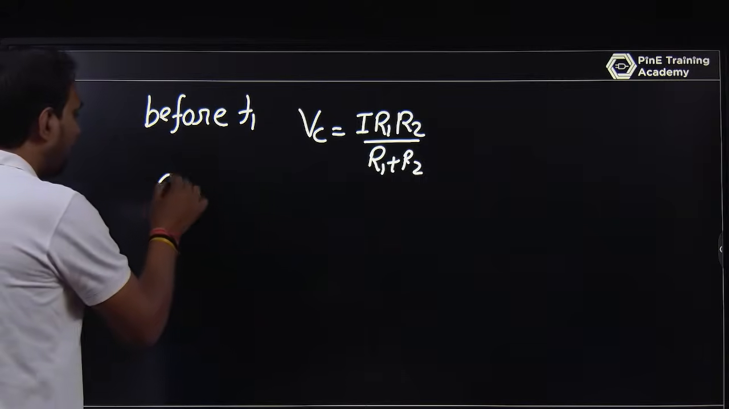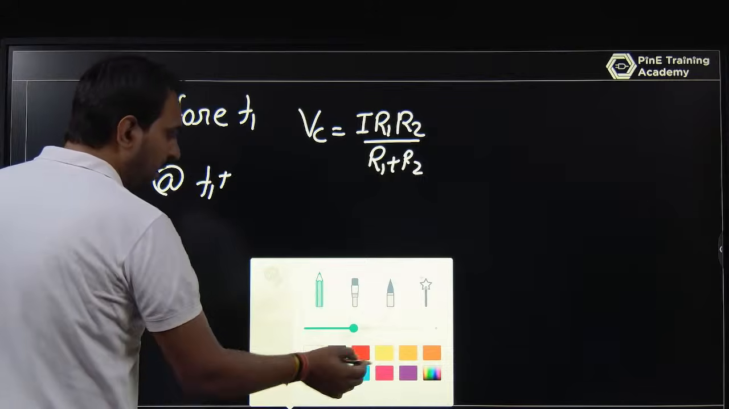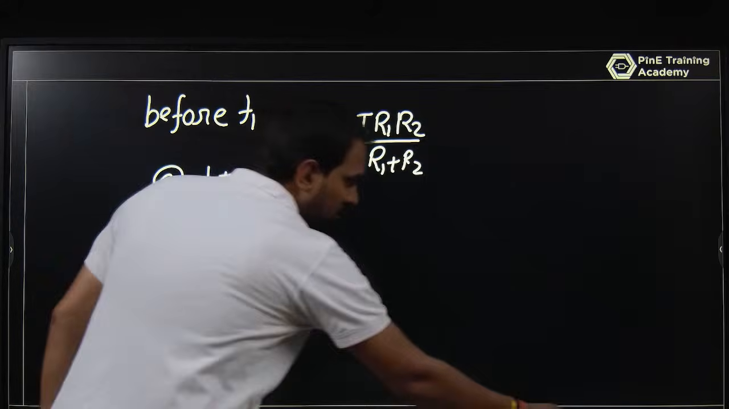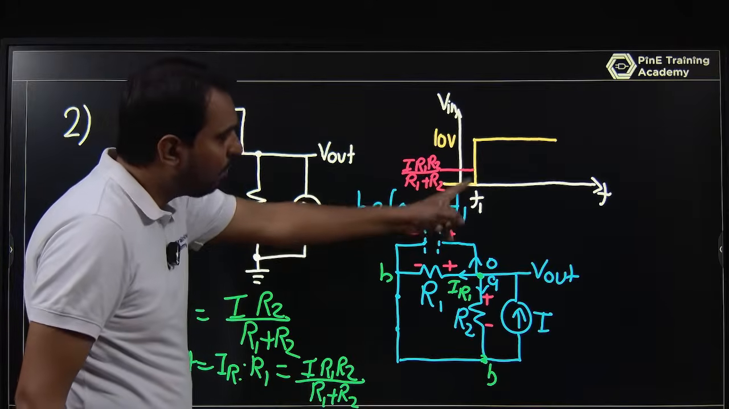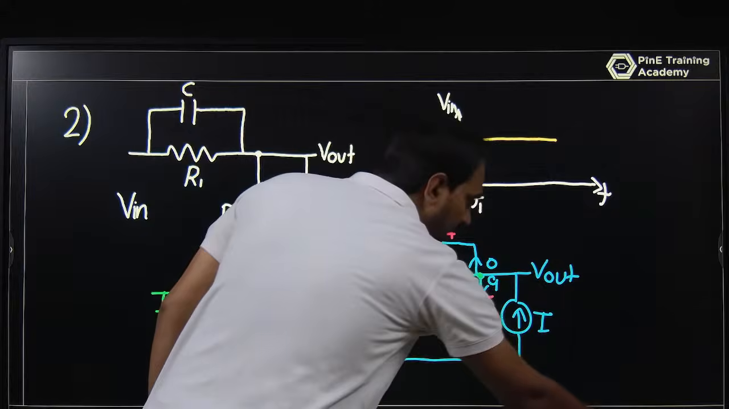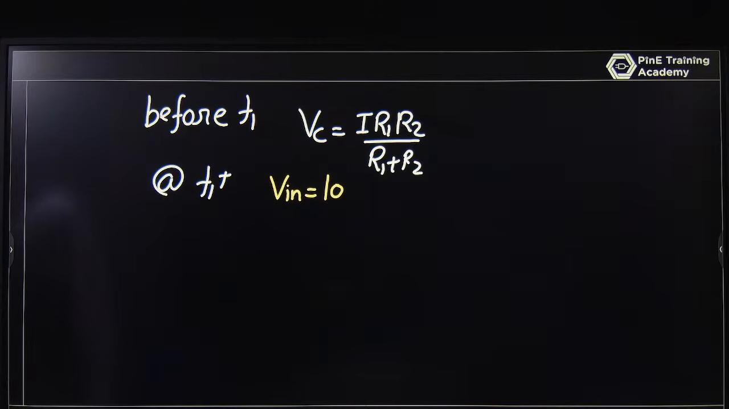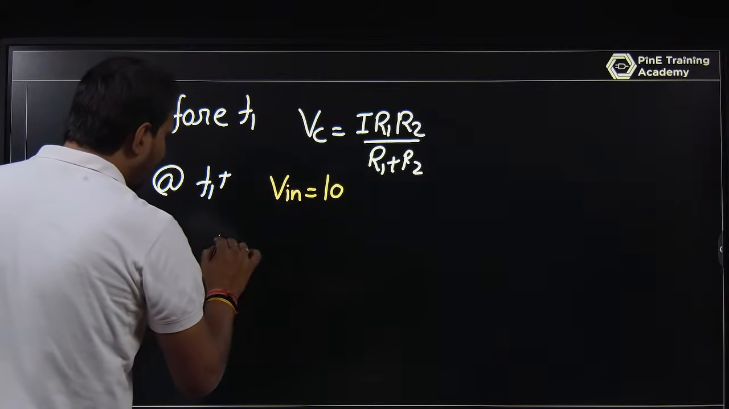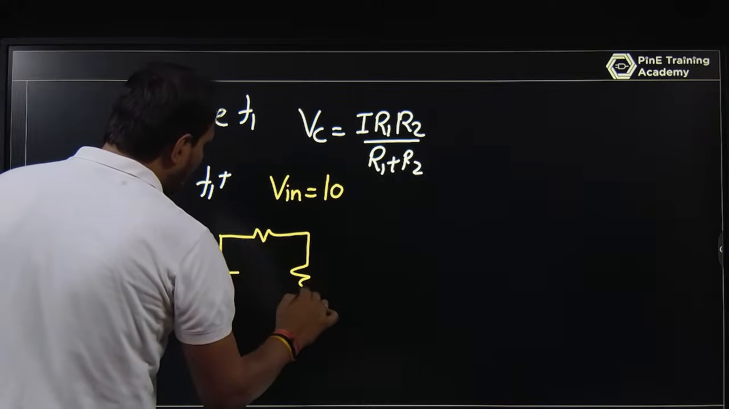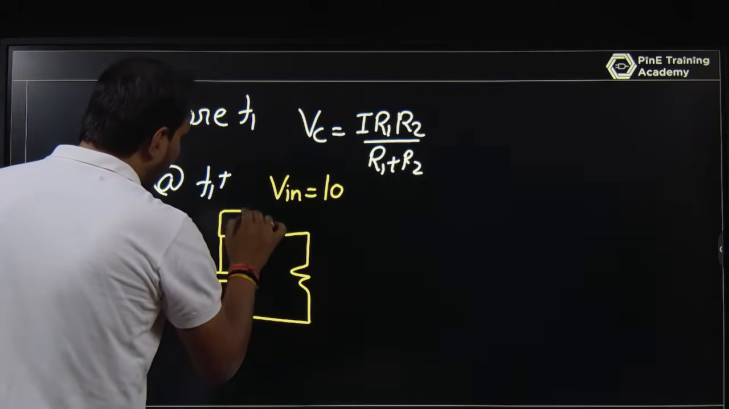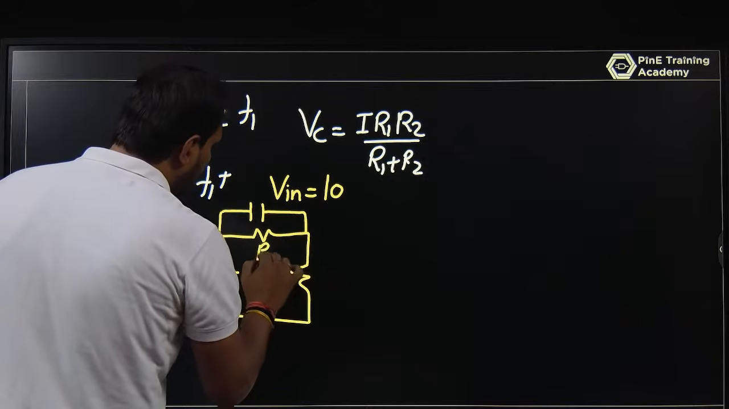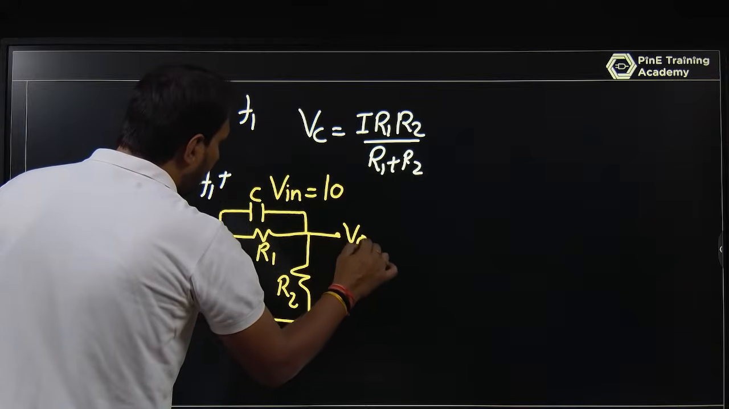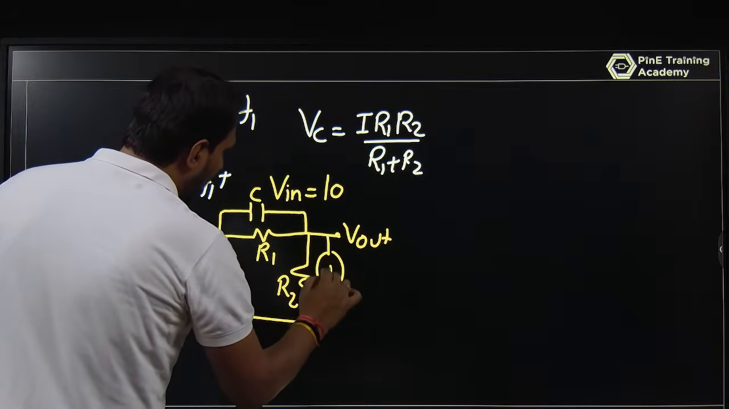So at T1 plus, what is happening? At T1 plus, the input suddenly changes by 10 volt, from 0 to 10 volt. So now the circuit will be like this: this is 10 volt, this is your resistance, this is your capacitor here, this is R1, this is R2, this is C, and you are talking about what V out is, where you have a current I here also.